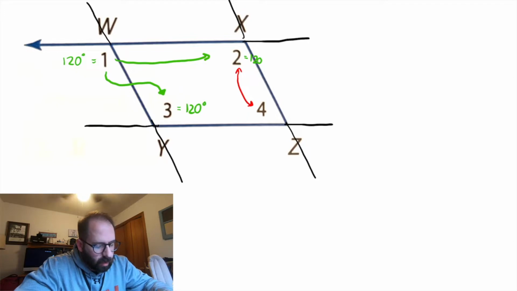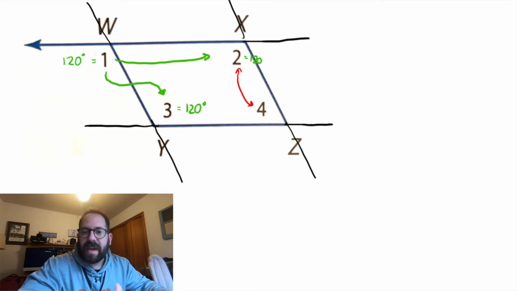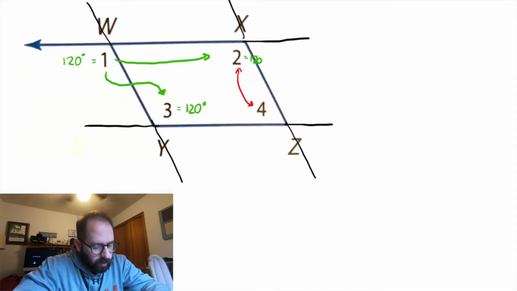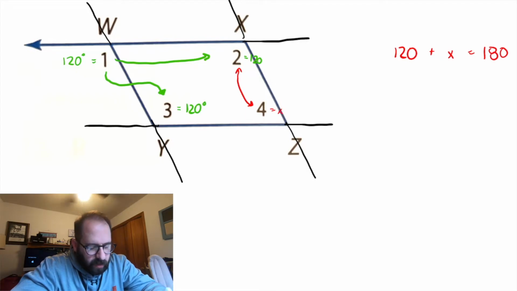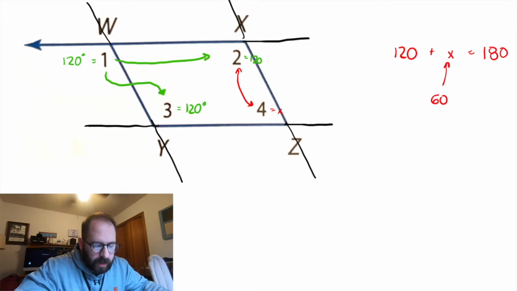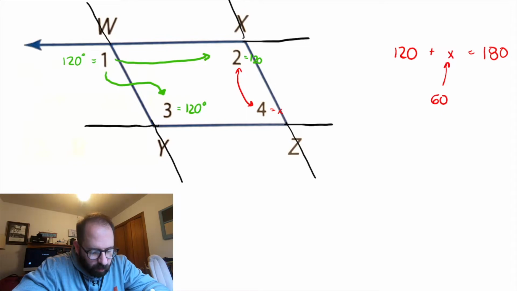So I'll go with angle 2 and 4. They're same side interior of the two parallel lines. The transversal is the line going from Z to X. So the 120 and angle number 4, I'll just call it X, should add up to be 180. So I'll just call this X for right now. And so you would have to figure out that this angle has to be 60, right? 60 plus 120 makes 180. So that's angle number 4. That's the measure of angle 4.